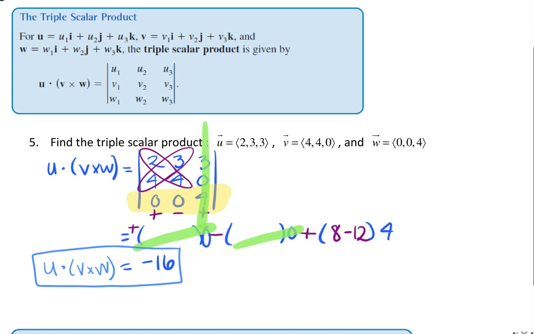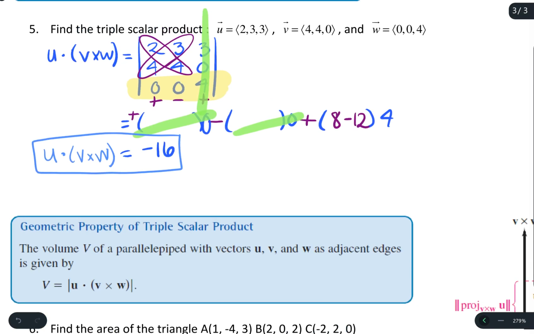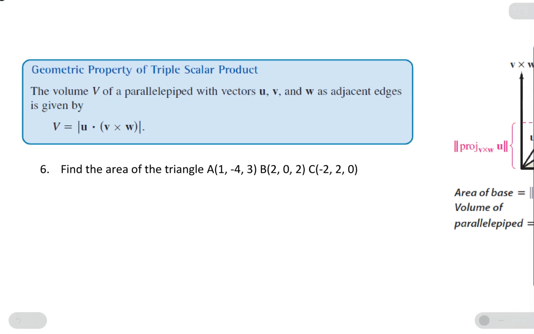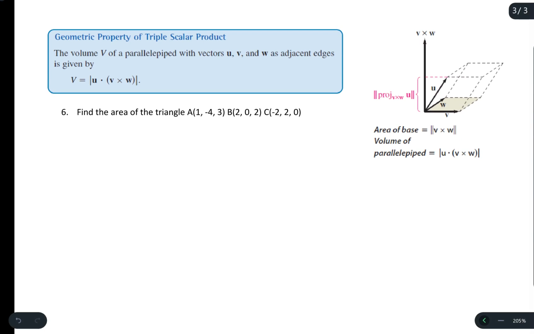One more application of cross products: the geometric property of the triple scalar product. Go back to the blank one. There's a little diagram there that shows you a little bit more of where this comes from. We have our triple scalar product again, and this just says that the volume of this is a fun word, parallelepiped.